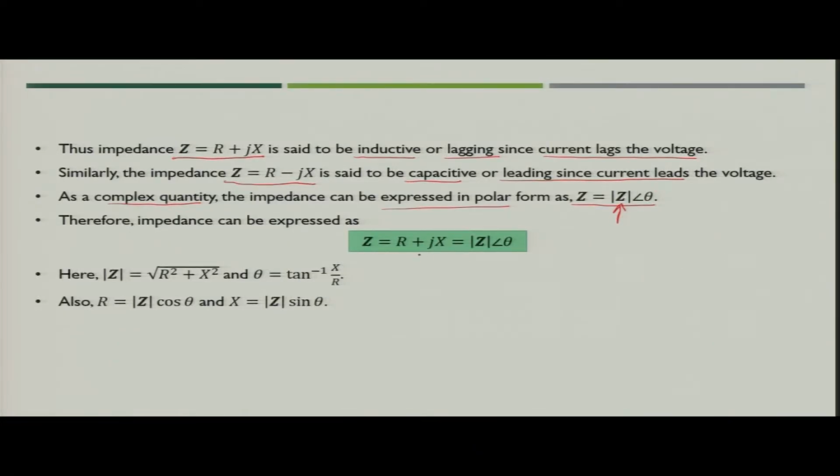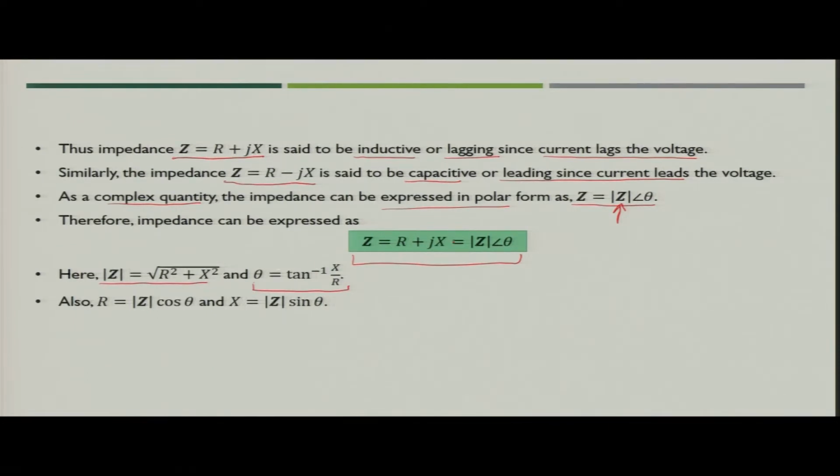So, in summary you can say that Z can be represented as R plus jX, or in polar form, mod of Z, that is the magnitude of the impedance Z, and angle theta. These two you can use interchangeably based on the requirement in the calculation, and you can calculate mod of Z using the rectangular equation of Z, that is mod of Z is nothing but under root of R square plus X square, where angle theta is tan inverse X by R.